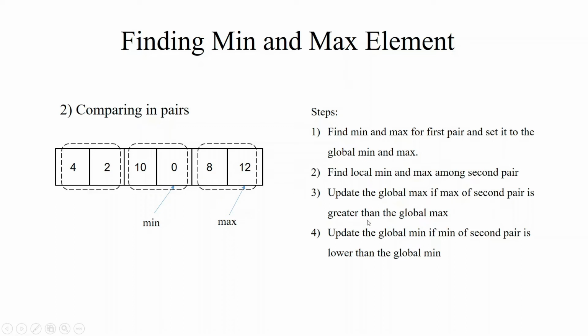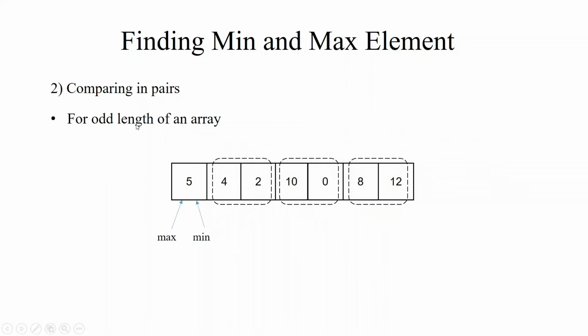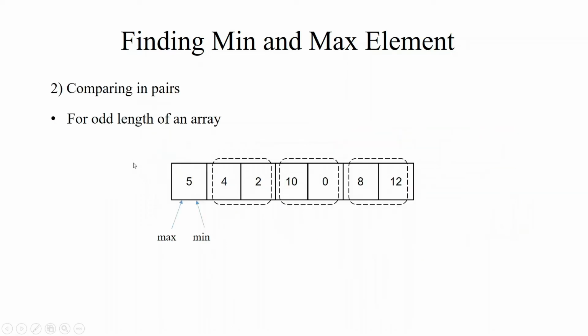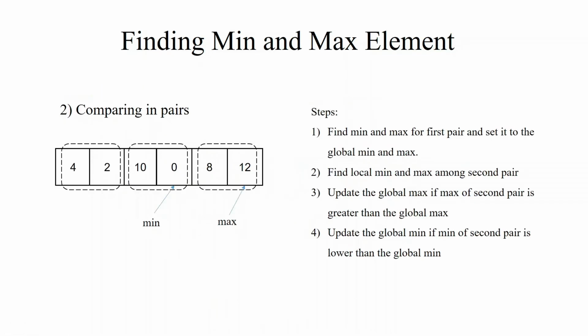I will mention the steps here. The problem with this method is for an odd length of an array, we cannot start from the first pair. So we'll assign maximum and minimum as the first element, and then we'll start making the pairs and we'll check for each pair. And in the odd size, we have to start checking for the pairs from the second element, but in the even size we have to start checking for the pairs from the third element. So that we have to take care of in the program.